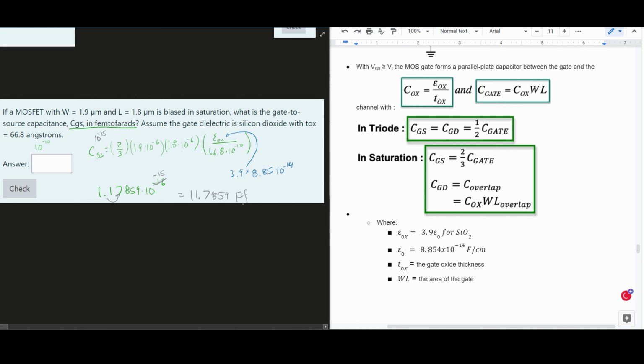And now from here, what we can write in the answer is 11.8, rounding it. So we have 11.8 femtofarads for this problem.